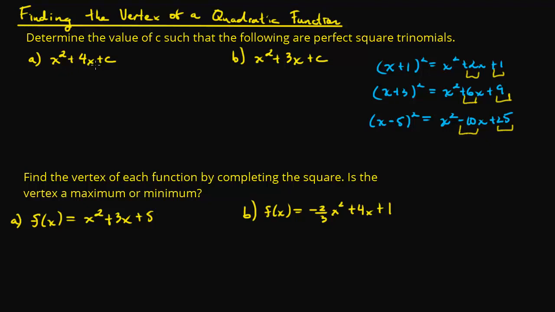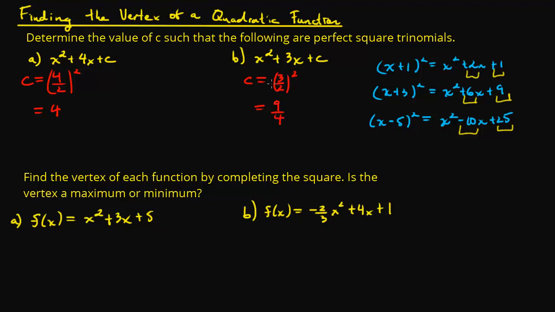So c here would have to be equal to 4 over 2 squared, because I'm literally just going to take half of whatever this coefficient on x is and square it. So if I do 4 divided by 2, I get 2. 2 squared is 4. In this example, c would have to be half of 3 squared. So if I take 3 and divide it by 2 and then square it, that's equal to 9 over 4.